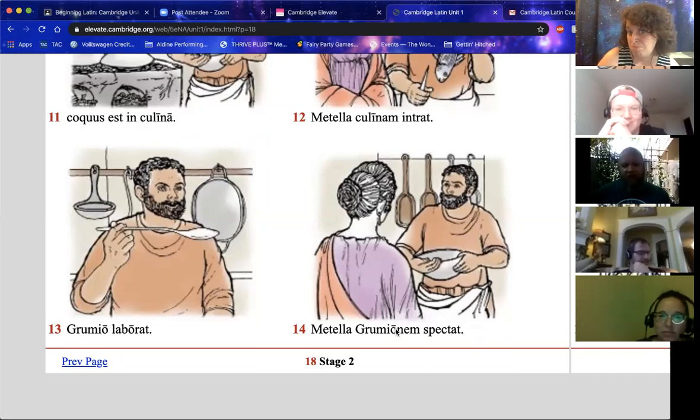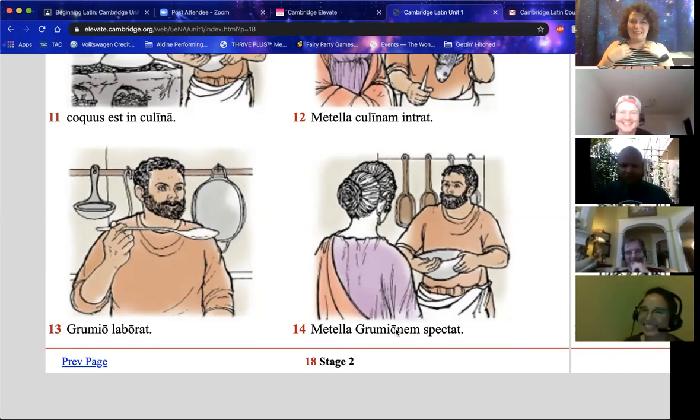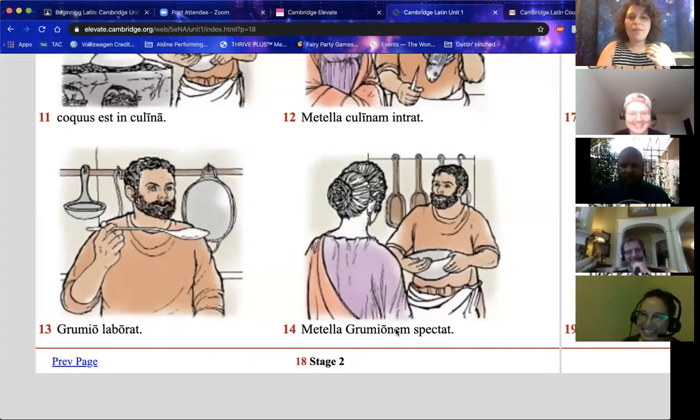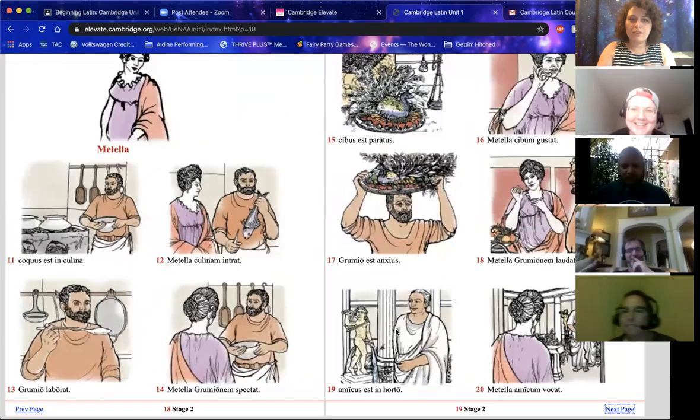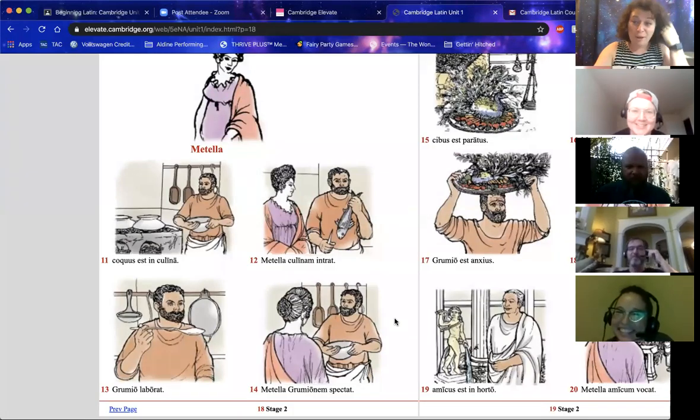Grumio is working in the kitchen. Metella comes in and watches him. Man, I would not like that if I were a slave in his position. She comes in, crosses her arms and stares at him. He's like, oh God. And out of curiosity, what do you think he's cooking? Peacock. Well, yeah, he's definitely making a peacock, which, yes, the Romans ate.